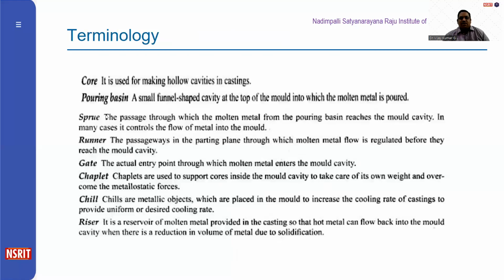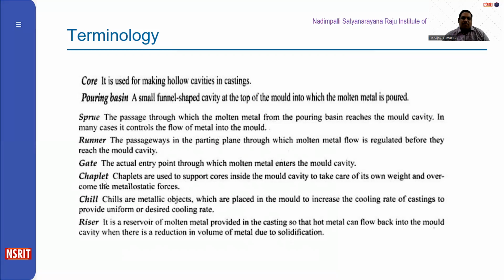So other terminology, like pouring basin, is a small funnel-shaped cavity on the top, and the sprue is the one through which the molten metal passes. And runner is the one which will be in the parting line, and which will facilitate the molten metal flow and regulate it before it reaches the mold cavity. And there is something like gate, the actual entry point of the molten metal into the mold cavity.